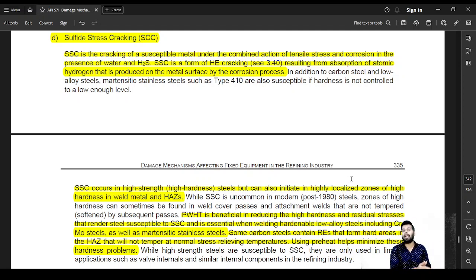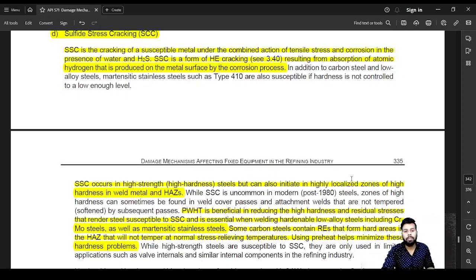Sulfide stress corrosion cracking is a cracking of a susceptible material under the combined action of tensile stress and corrosion in the presence of water and H2S. Stress corrosion cracking is a form of HE cracking resulting from absorption of the atomic hydrogen that is produced on the metal surface by corrosion products.